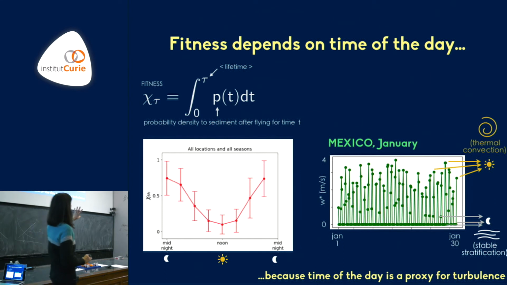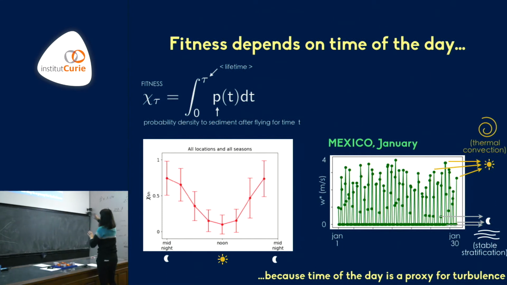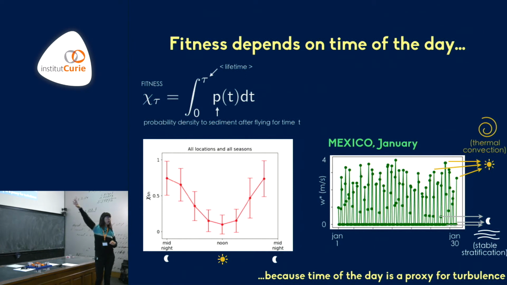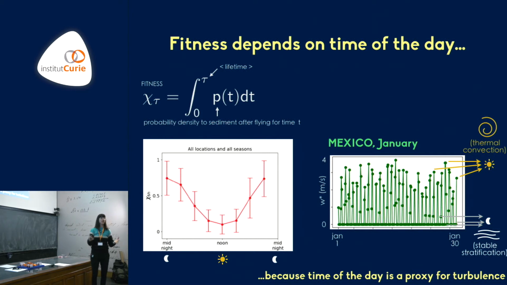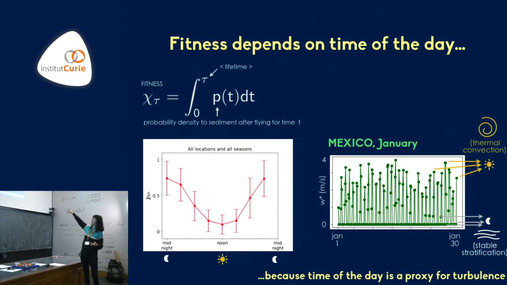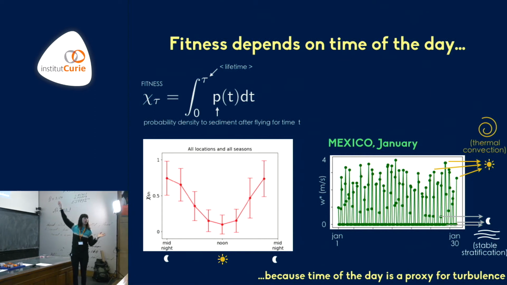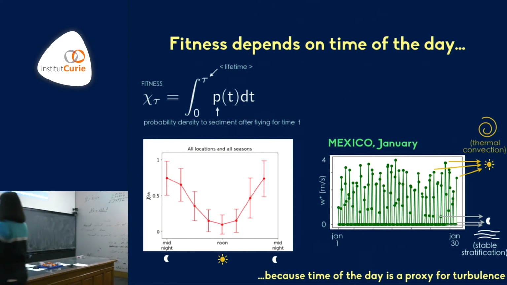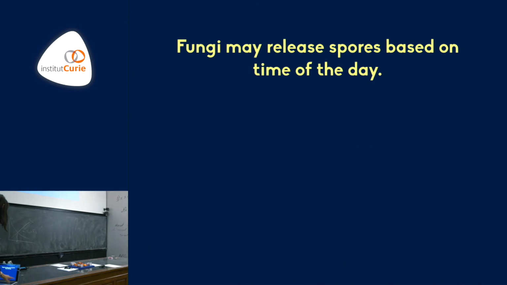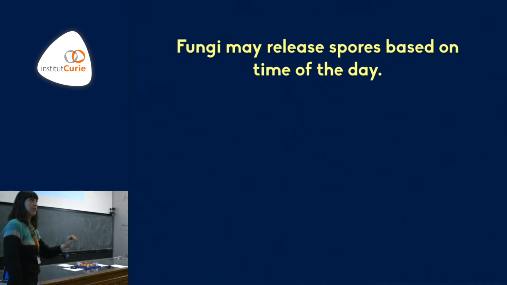This is how to quantify this, and it's what I just told you about. On the y-axis, you have W star, the magnitude of vertical turbulence, as a function of time of the day for 30 days. This is January, and it's in Mexico. This is how it looks. It's always high during the day, it's always low during the night. This alternation is called the diurnal cycle, and it's what causes that pattern. So, time of the day matters.